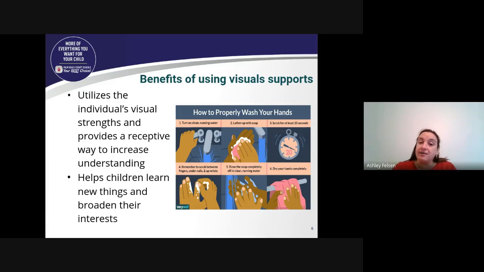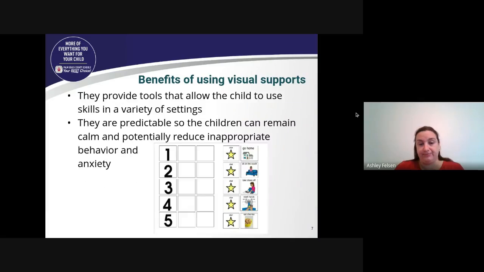So, continuing to talk about the benefits of using visual supports, it utilizes the individual's visual strengths and provides a receptive way to increase their understanding. And it helps children learn new things and broaden their interests. So, if you look at this picture, how to properly wash your hands, if that's posted all the time, in case they forget a step, they can always refer back to it.